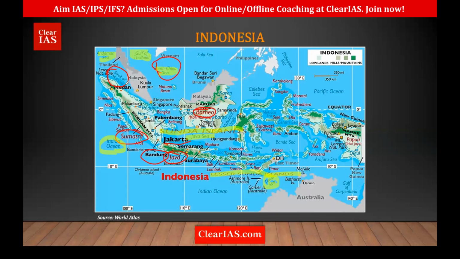Then we have the Strait of Malacca, which connects the Indian Ocean and the South China Sea. Then we have the Andaman Sea here, the Gulf of Thailand, the Indian Ocean. The Timor Sea is here. And the equator passes through Borneo and Sumatra. It does not pass through Java. Here, Indonesia.